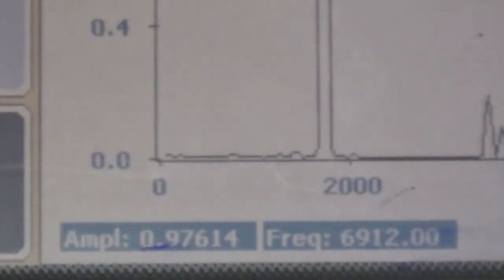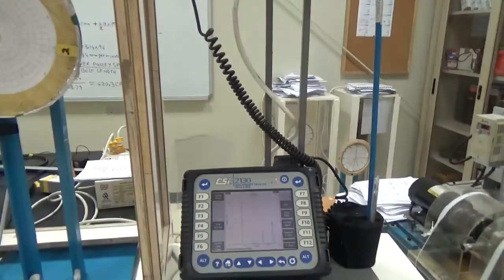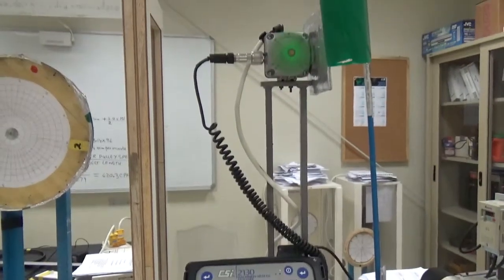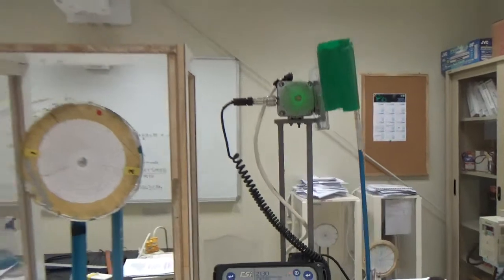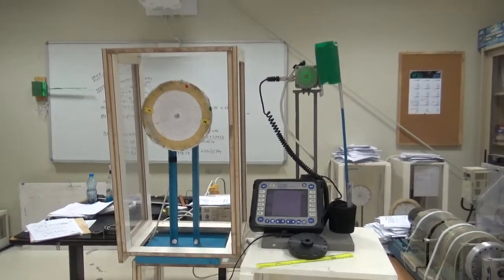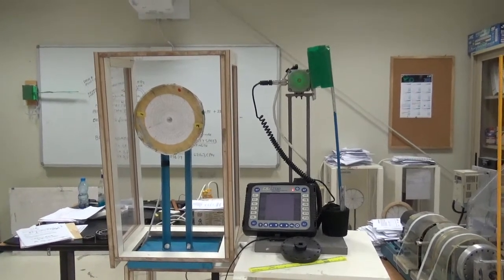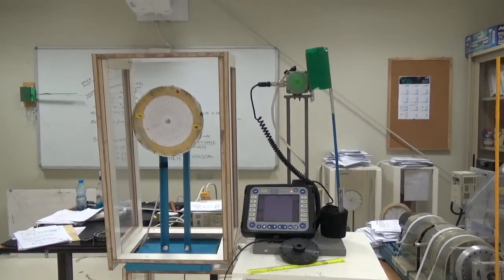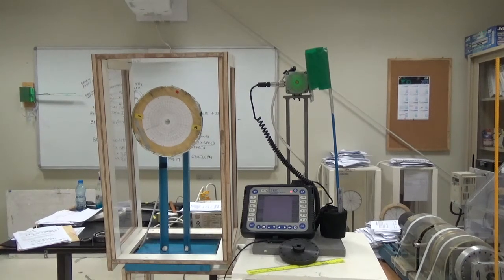Now I will increase the pressure of the cover plate, and I will again find the blade pass frequency because the RPM will change. RPM may come down. So the blade pass frequency will be a little different, and then I will see again the blade pass frequency and the amplitude. So let us start our experiment.